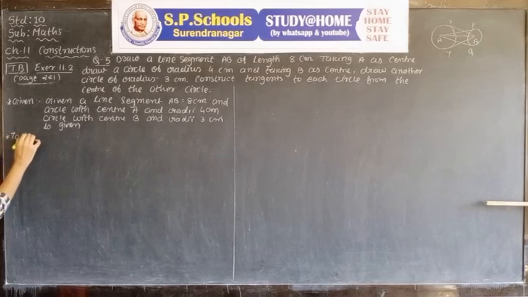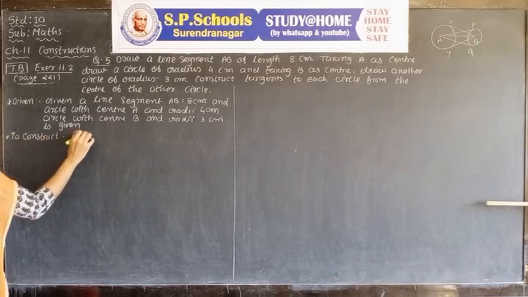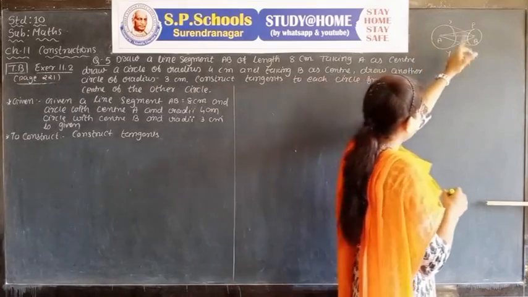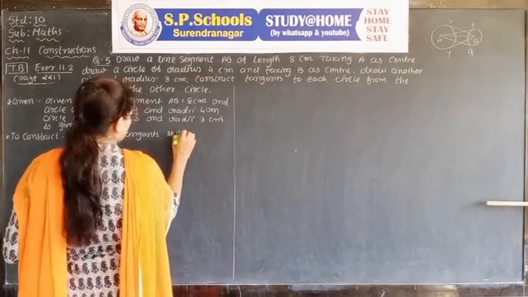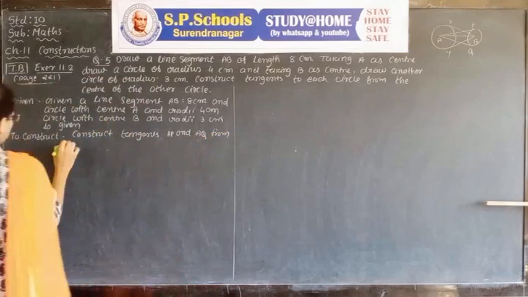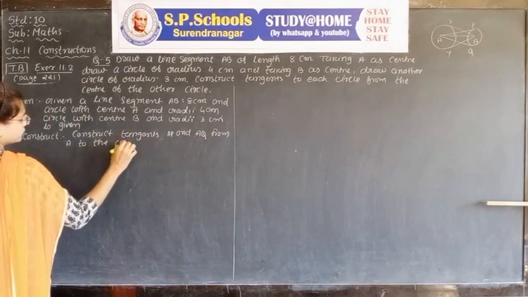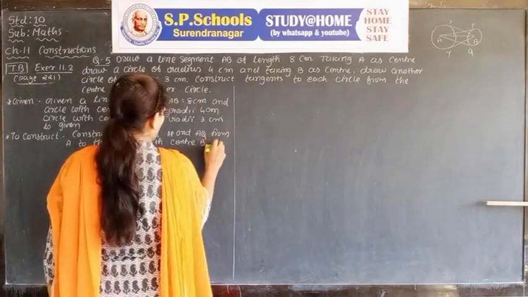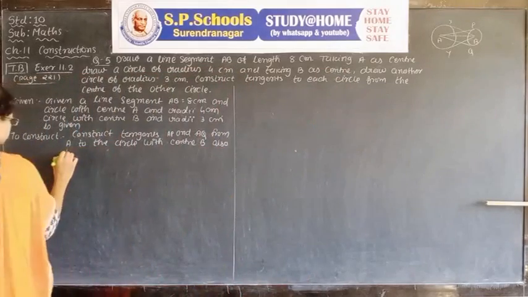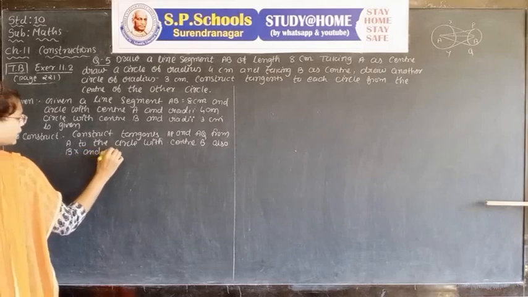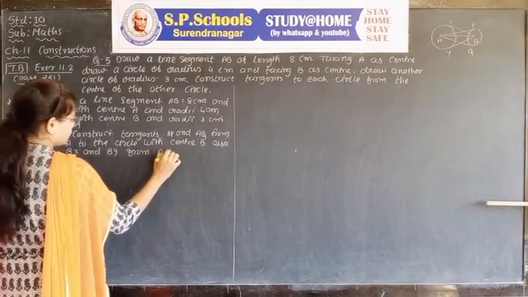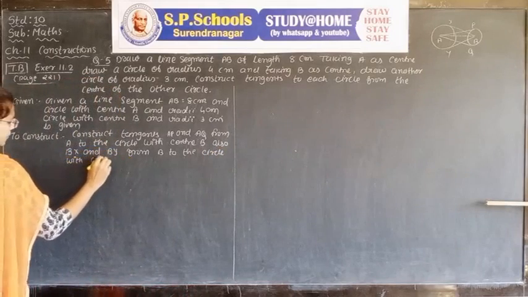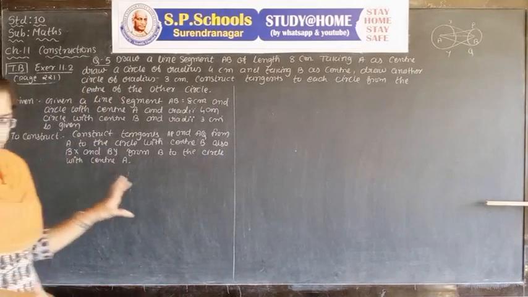Now, to construct: tangents AP and AQ from A to the circle with center B. Also BX and BY from B to the circle with center A. Now it is to construct of our construction.